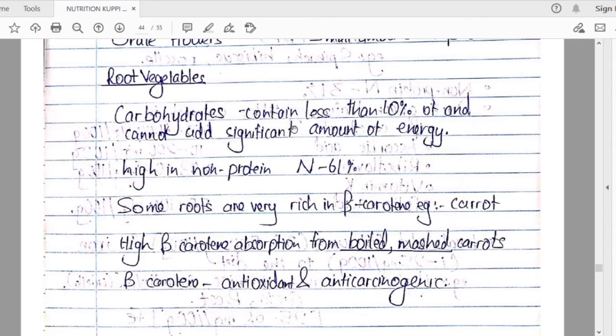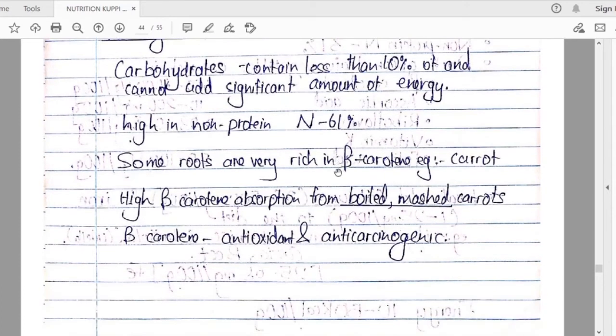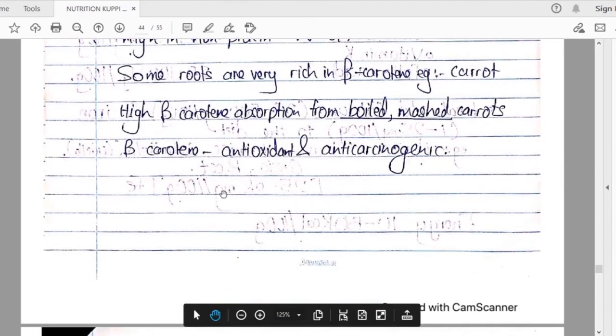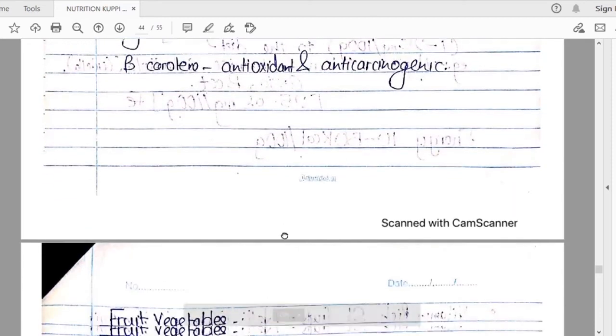Some roots are very rich in beta-carotene. Example, carrots. High beta carotene absorption from boiled and mashed carrots. Ekena api den carrot teke beta carotene pramana wedi karanna nan api carrots boil karala mash karapuwama eke absorption ekak apita wedi karanna puluwan. Now beta carotene kiyala kiyanne eka antioxidant ekak saha anti carcinogenic substance ekak.